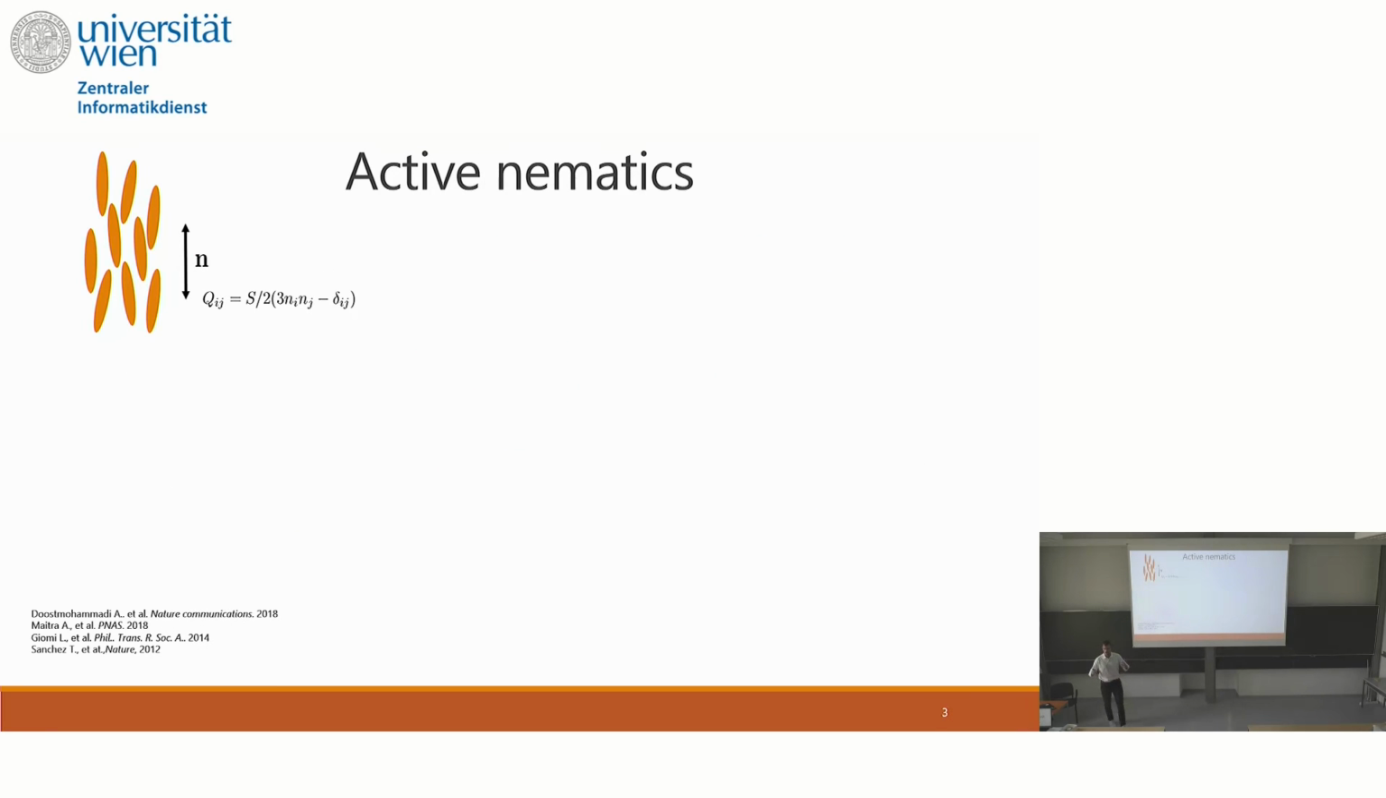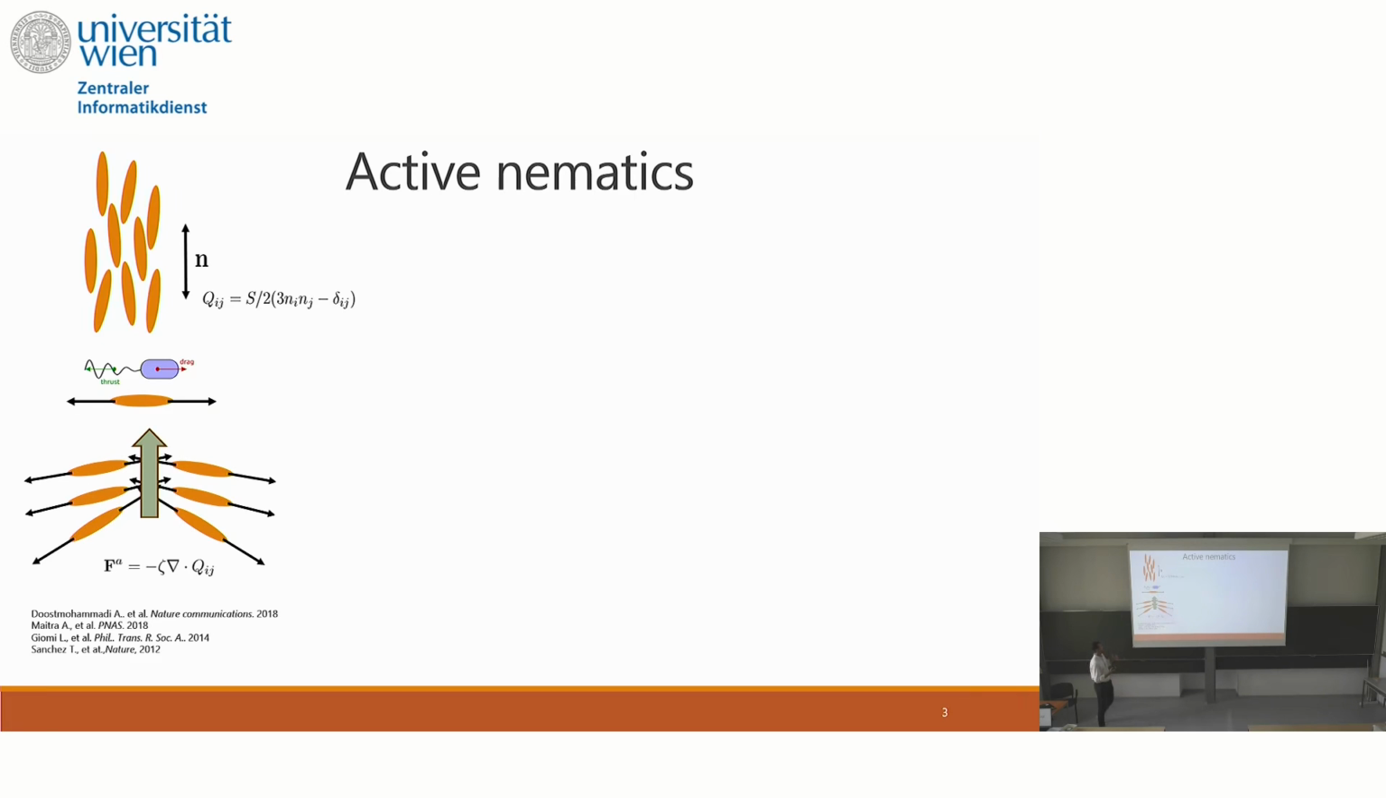So yeah, what are active nematics? These are nematic liquid crystals. So we have this orientational order that we describe with a director field, but because it has a head-tail symmetry, so it's not really a vector, we have to introduce this Q tensor, which is a second-order tensor. And in this system, we want to include activity. So how do we do that?